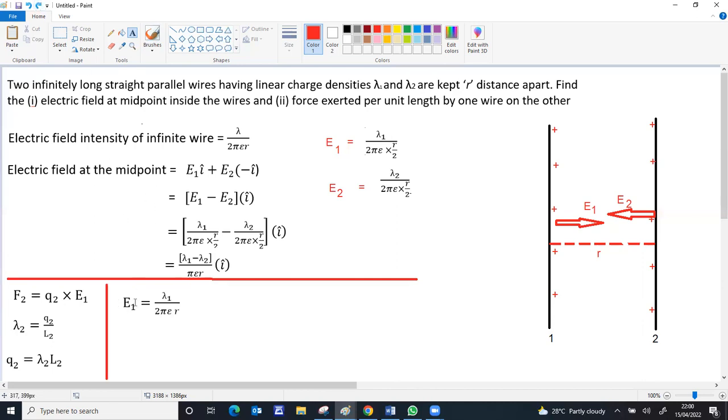If we substitute both E1 and Q2 in the F2 formula, Q2 will be lambda 2 L2, then E1 will be lambda 1 by 2 pi epsilon r. This is the force on wire 2. If you want force per unit length, F2 by L2, you can take this L2 to the left side. F2 by L2 will be lambda 1 lambda 2 by 2 pi epsilon r. That's the expression for force per unit length.